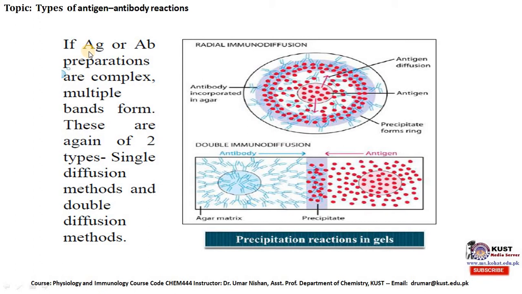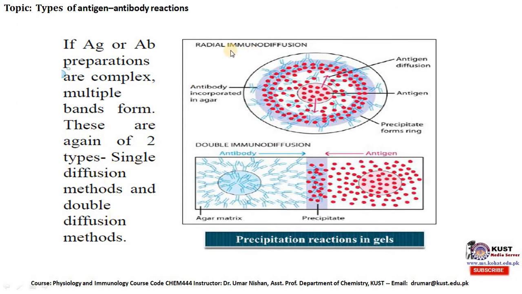If antigen or antibody preparations are complex, multiple bands form. These are again of two types: single diffusion methods and double diffusion methods.